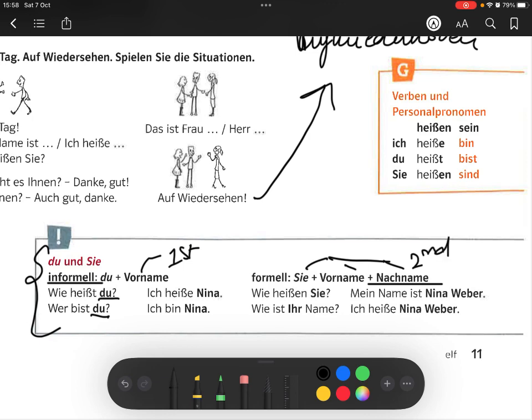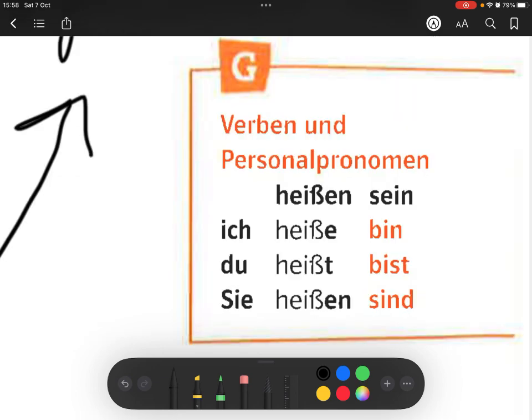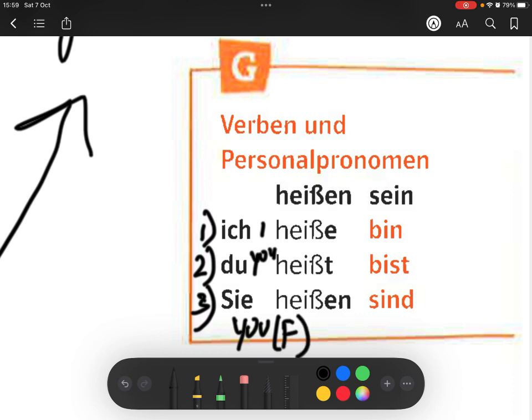Conjugation. We have been given 3 main personal pronouns: ich, I, du, you, Sie, also you, but in formal. With ich we use the e ending plus the verb, ich heiße. With du we use a t, and with Sie formal we use the en ending.